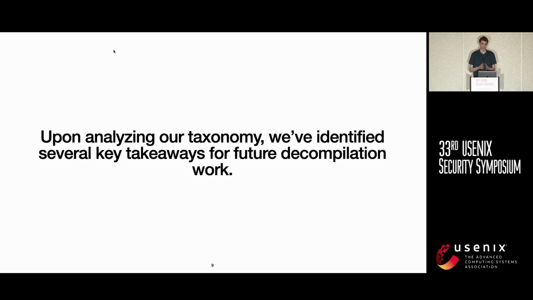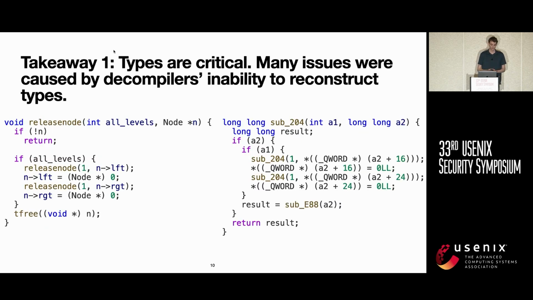So once we built the taxonomy, we analyzed it and came up with several key takeaways for future decompilation work. The first takeaway is that types are absolutely critical. Many issues were caused by decompilers' inability to reconstruct types. It's kind of like a downstream secondary effect.